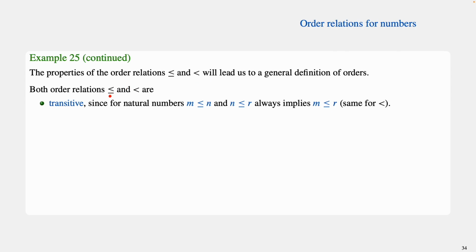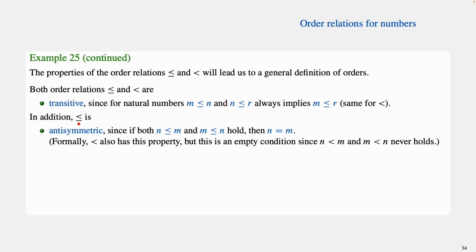So both order relations, the less or equal or the strict one, are transitive, since for natural numbers, if m is less or equal to n and n is less or equal to r, then this of course implies that m is less or equal than r. And the same holds for the strict relation.